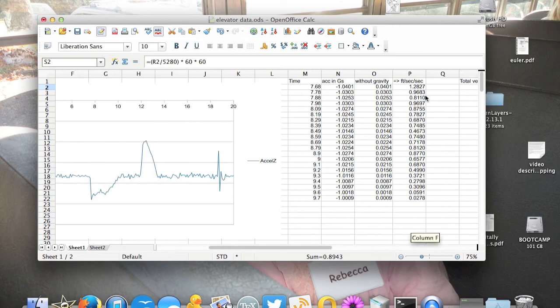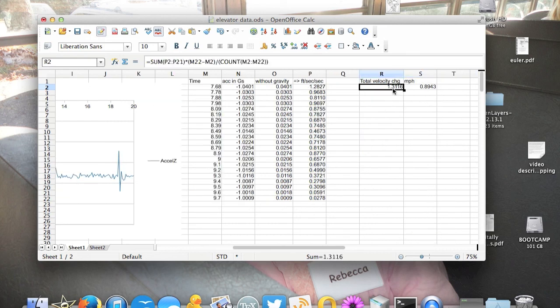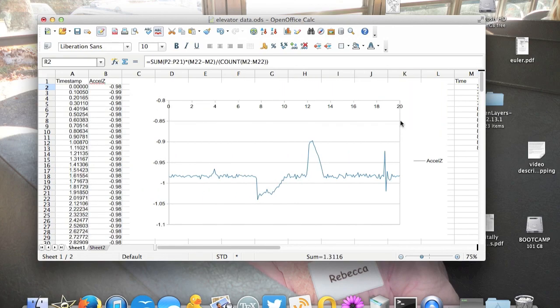Of course, a much easier way to measure is just to measure how tall one story is, and then measure the time it takes you to get from one to the next. You should get a number that's pretty much the same as this one. All right, that'll do it.